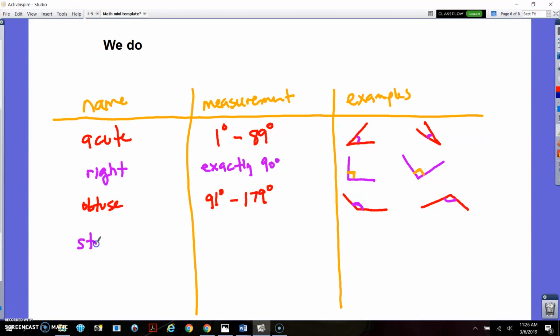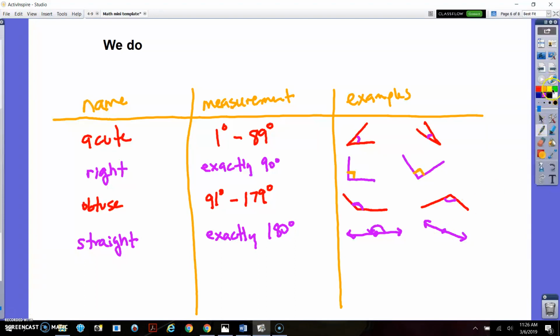Okay. Next is a straight angle. They are exactly 180 degrees. So we'll draw one this way. I like to put a point in the middle so you know that it's two different rays and not just a line. And they go like that. And again, they don't have to be horizontal. They could be like that. Wouldn't matter still. Those two rays, no matter how they're oriented, still make a straight angle.